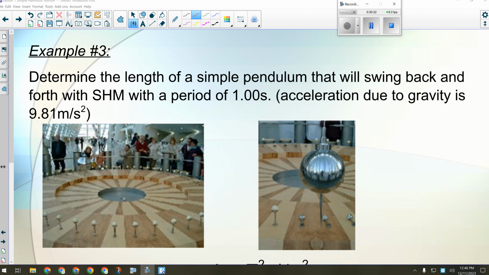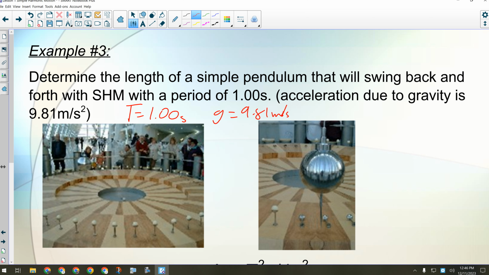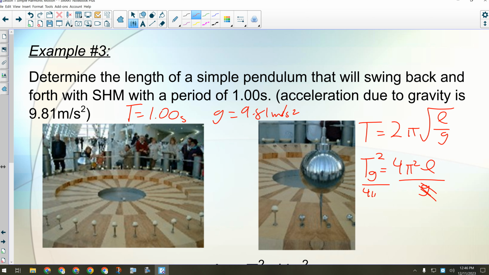All right, so for this one, they told us the period, 1 second, and they told us the acceleration due to gravity, 9.81 meters per second squared, and we are simply looking for L. So if T equals 2 pi times the root of L over G, the first thing I have to do is square everything to get rid of the root. So T squared equals 4 pi squared times L over G. Then I multiply both sides by G, divide both sides by 4 pi squared, and I'm left with L.